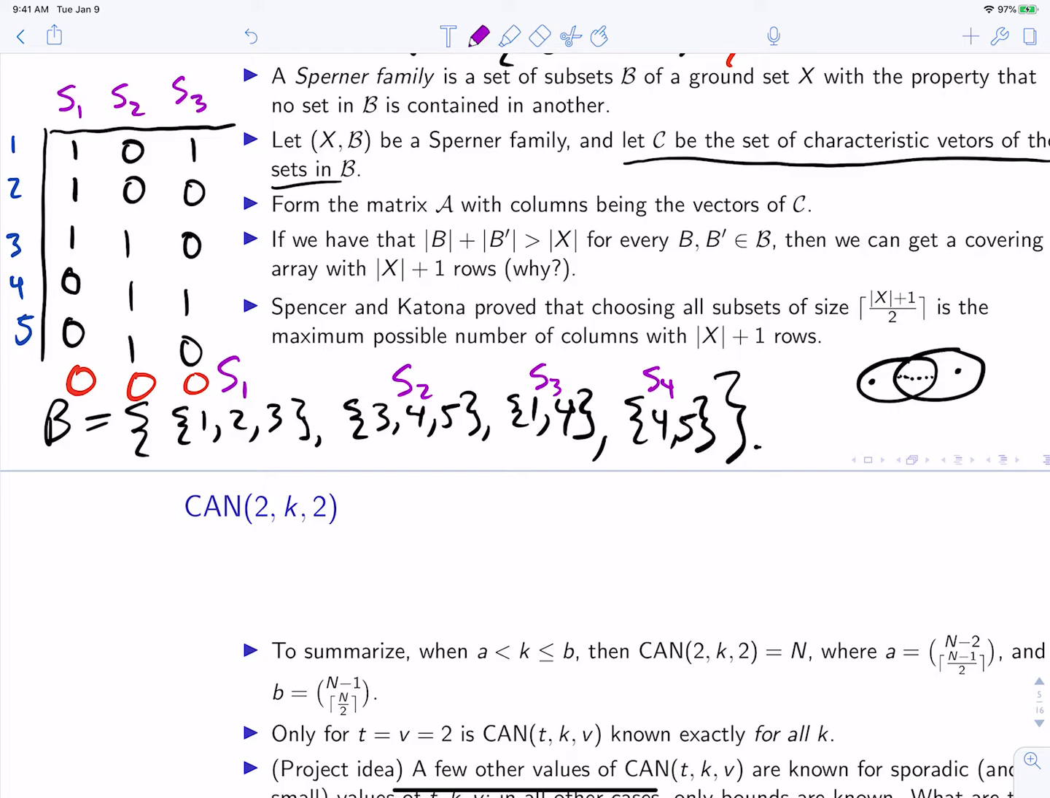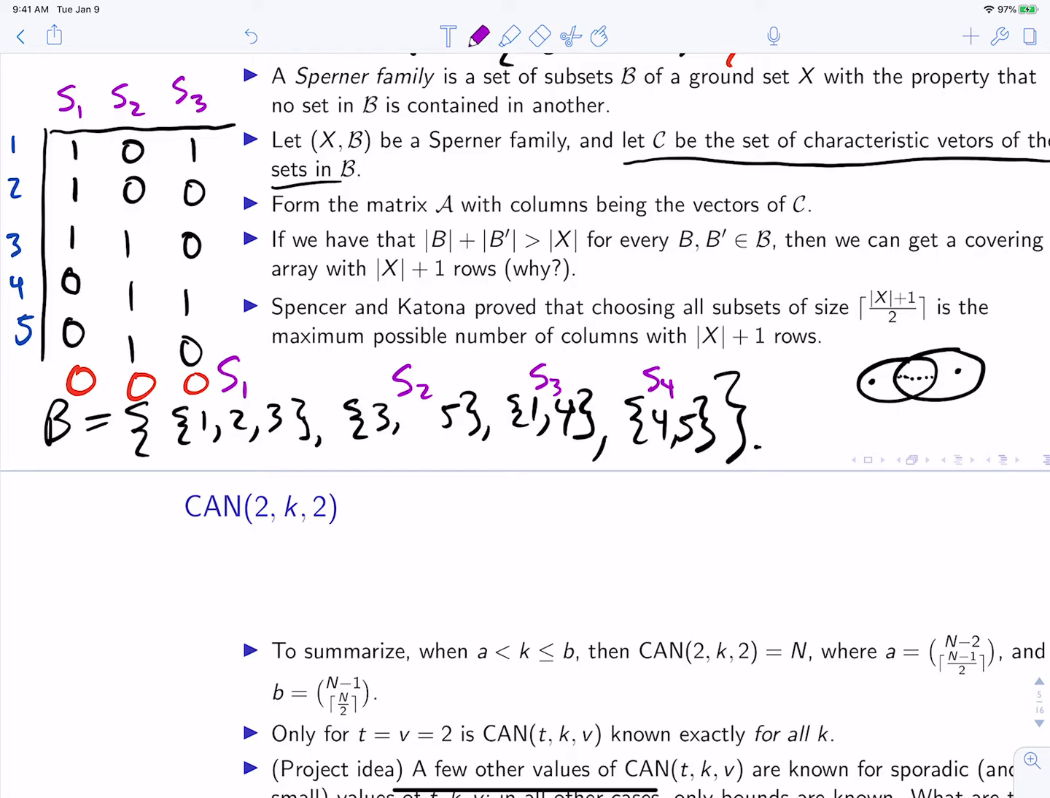Should you also change this? Or does that matter? I'm not sure what you mean. You changed the array? S4 is a subset of S2. Oh, yeah. Yeah, let's just change this. Yeah, you're exactly right. I just want to do the example, not introduce that it's not a Sperner family.